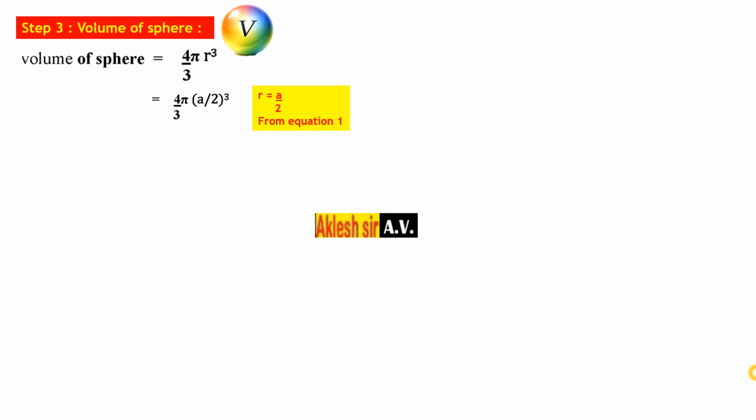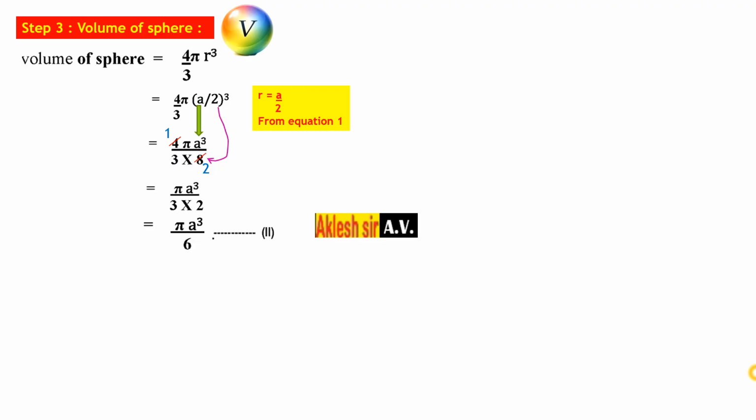Step 3. Volume of sphere. Volume of sphere equals 4 by 3 pi R cubed, which equals 4 by 3 pi into A by 2 whole cubed. Here you have to substitute the value of R from equation 1. This equals 4 pi A cubed divided by 3 into 8. Here A whole cube is A cubed, and 2 cubed is 8. Here 4 and 8 cancel, so 4 ones are 4 and 4 twos are 8. So volume of sphere is equal to pi A cubed divided by 3 into 2. Thus volume of sphere equals pi A cubed divided by 6.